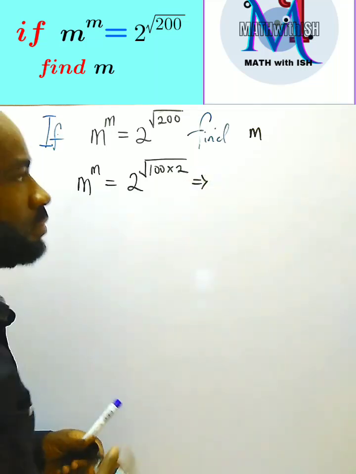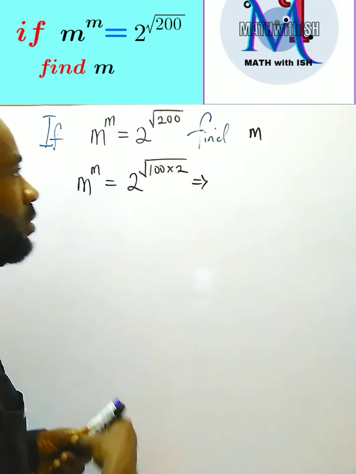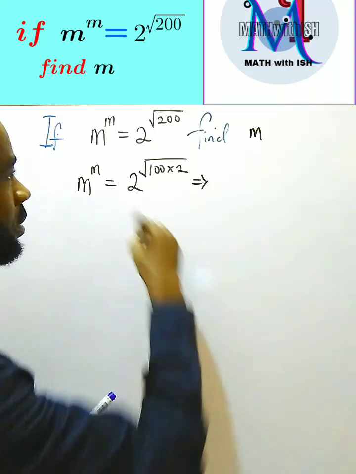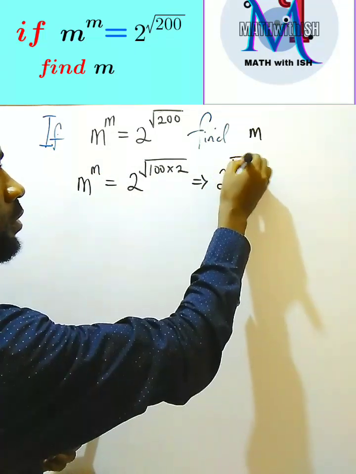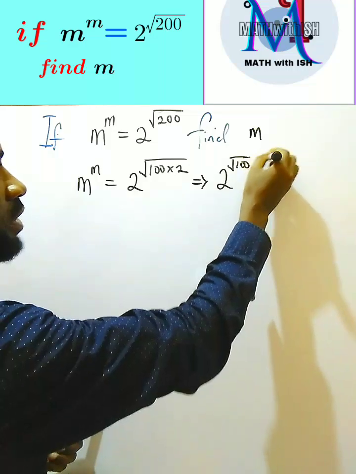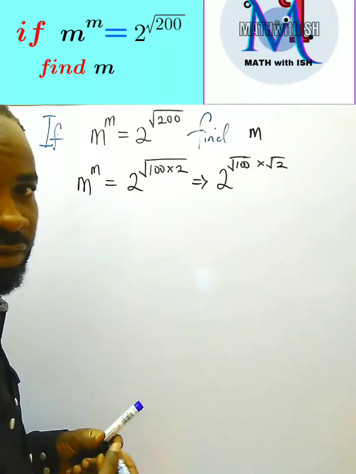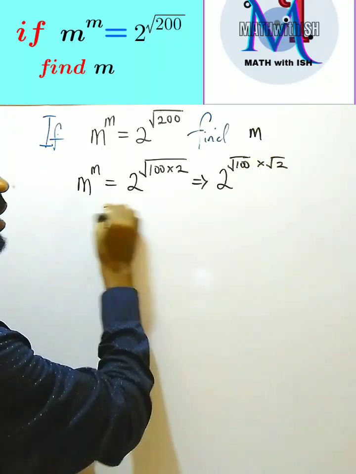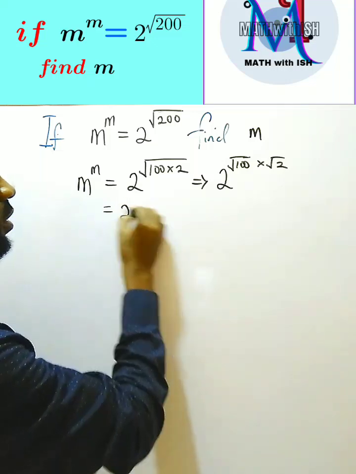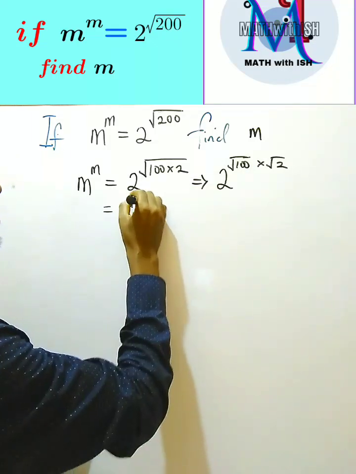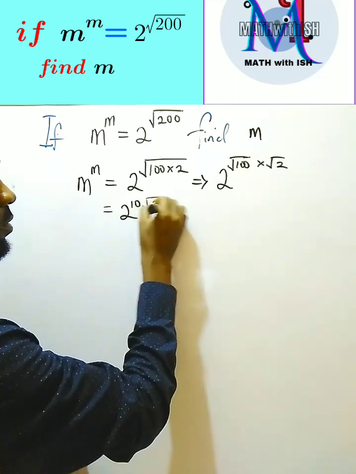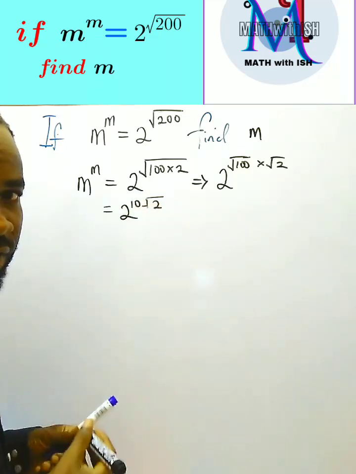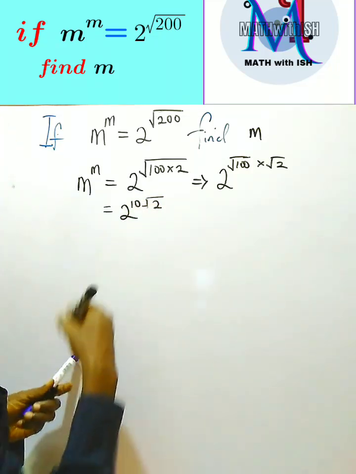by our laws of surds, this will give me 2 raised to the power of square root of 100 times square root of 2. Okay, and that will give me square root of 100 is 10, and then times root 2. Can you get that? Okay.